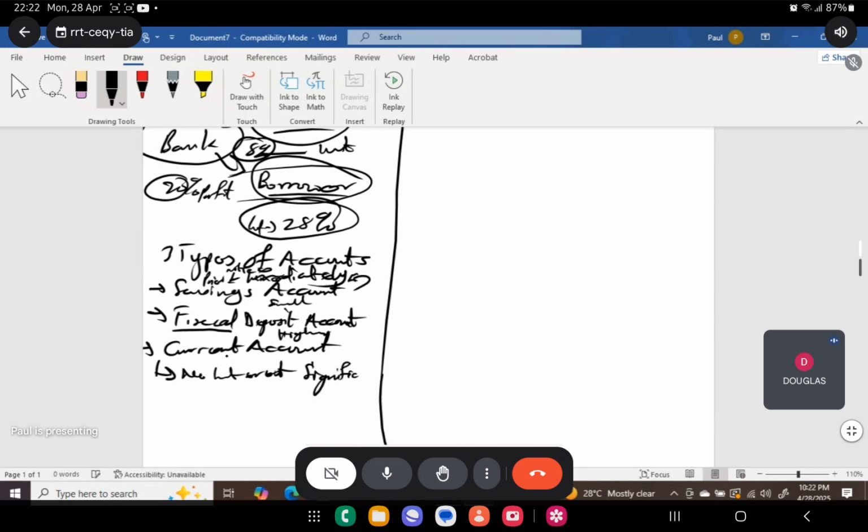But withdrawal anytime. However, with a current account you can withdraw without even any notice. Withdrawal is instantaneous. Please, do you understand? And even with a current account, they will issue you a checkbook.